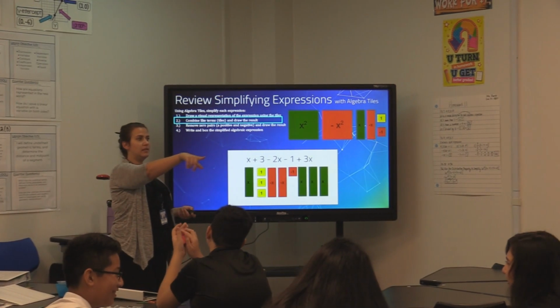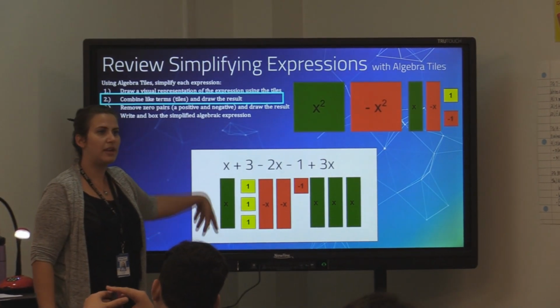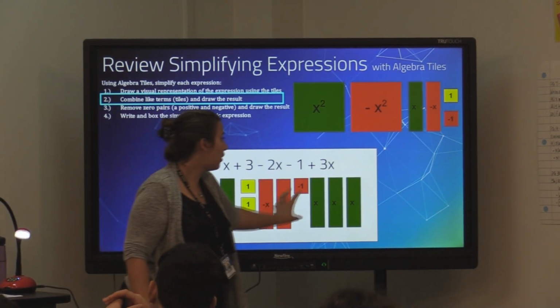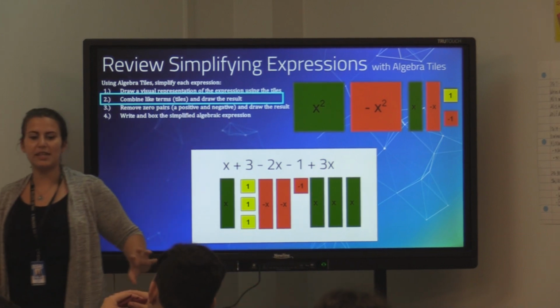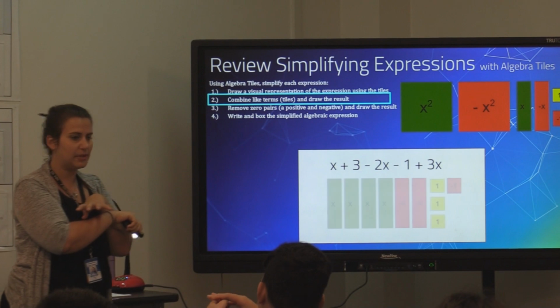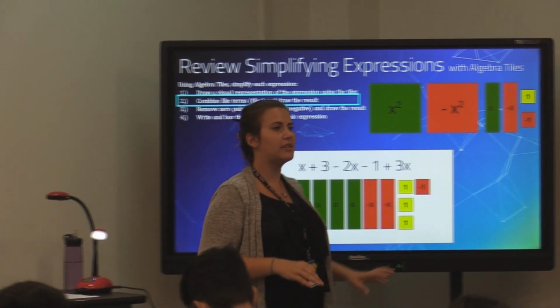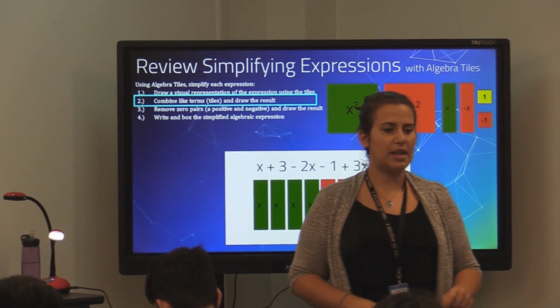If I have this x right here, what am I going to put it together with? Three. All the other rectangles, right? You're just going to combine or put the like shapes together. So it should look like something like this. All right, so just rearrange it. Put all your rectangles together and put all your squares together.